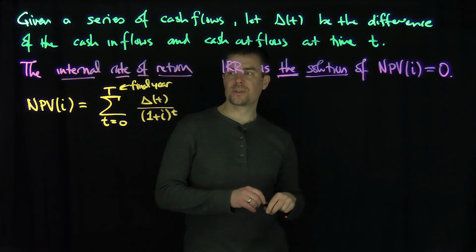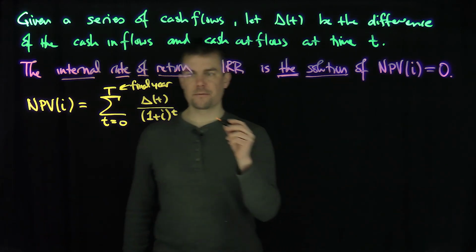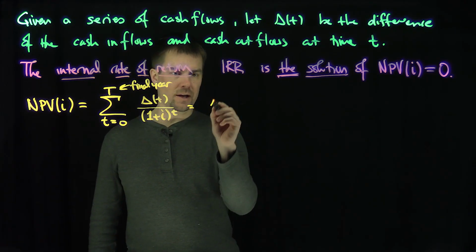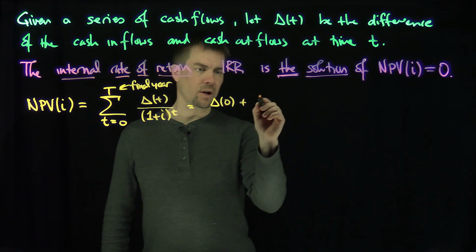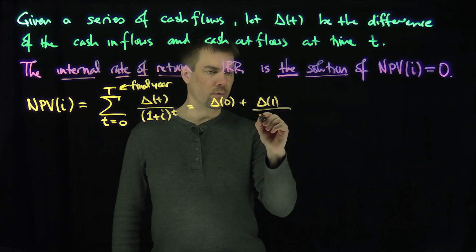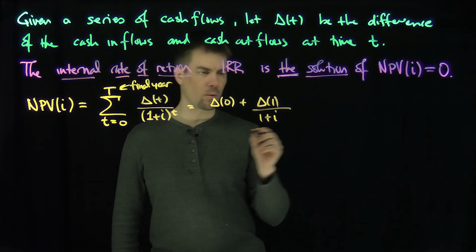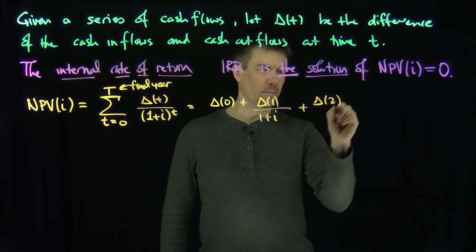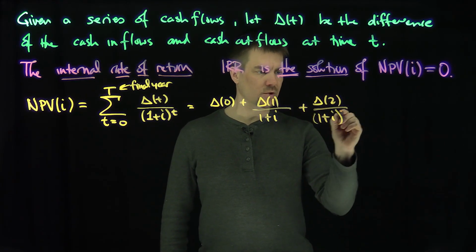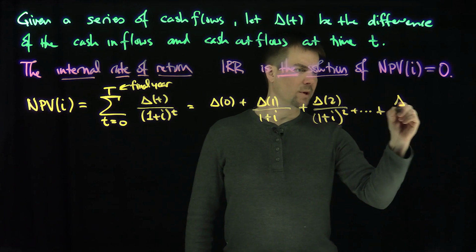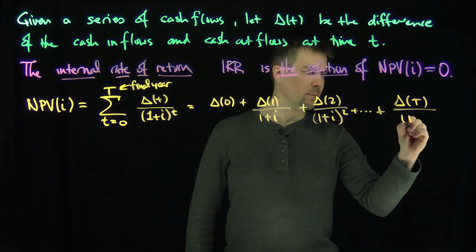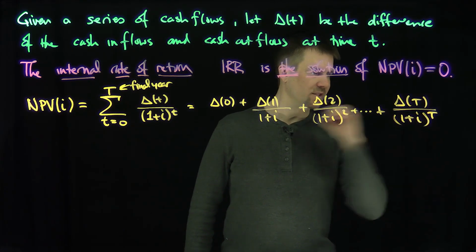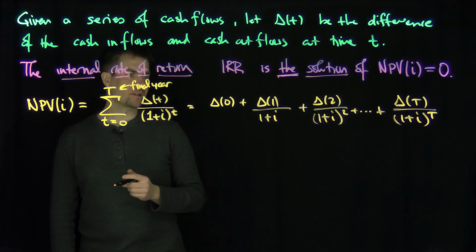If we set this equal to 0, what's oftentimes beneficial is to write this in the following way: delta 0 plus delta 1 over 1 plus I to the power 1, plus delta 2 over 1 plus I squared, all the way down to the last one, delta T over 1 plus I to the power T. So that is what the net present value is.